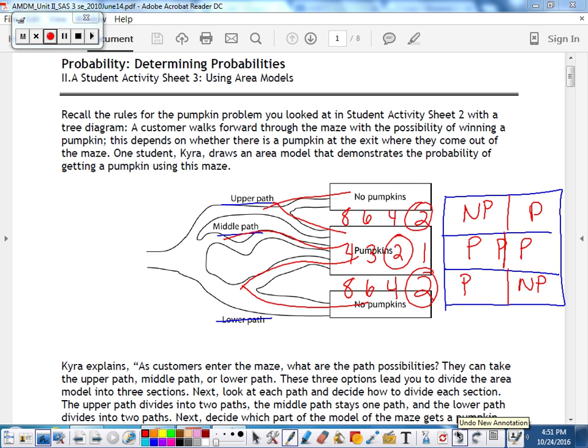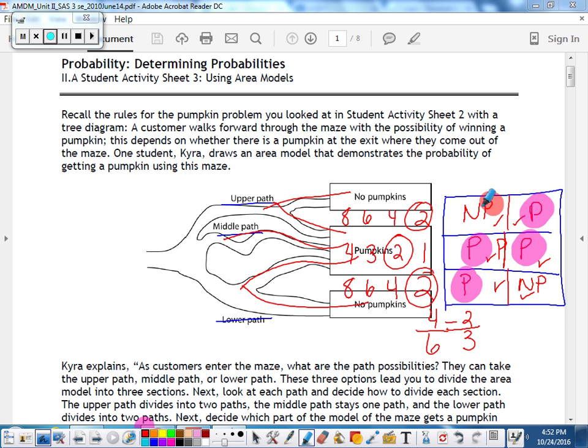do anything with it. If you notice, I can count them, and now I have 1, 2, 3, 4, 5, 6 pieces. And then of those 6 pieces, I have 1, 2, 3, 4 that are pumpkins. So I have 4 out of 6, which is the same thing as 2 out of 3. And then from those, I have 1, 2 that have no pumpkins. So I'm going to do 2 out of 6, which simplifies to 1/3.